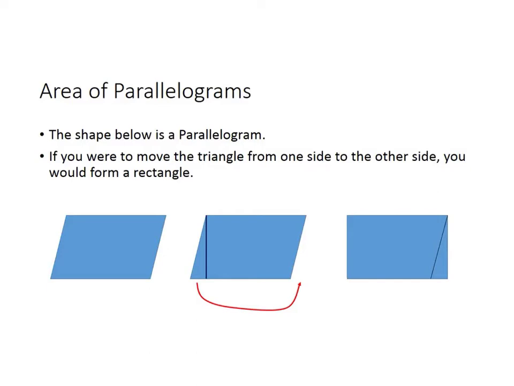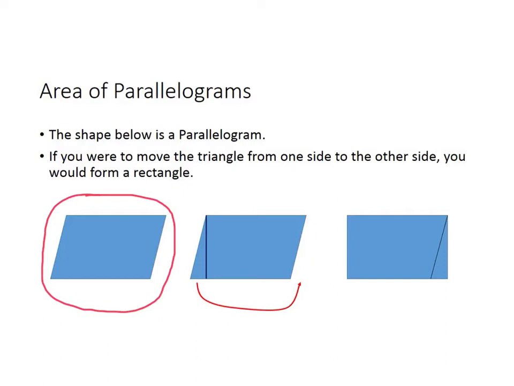Now, the first shape you see right here, this is a parallelogram. You'll notice it looks very similar to a rectangle, except the sides are kind of slanted. They don't make right corners. The angles on here are not 90 degrees like they are on a rectangle.